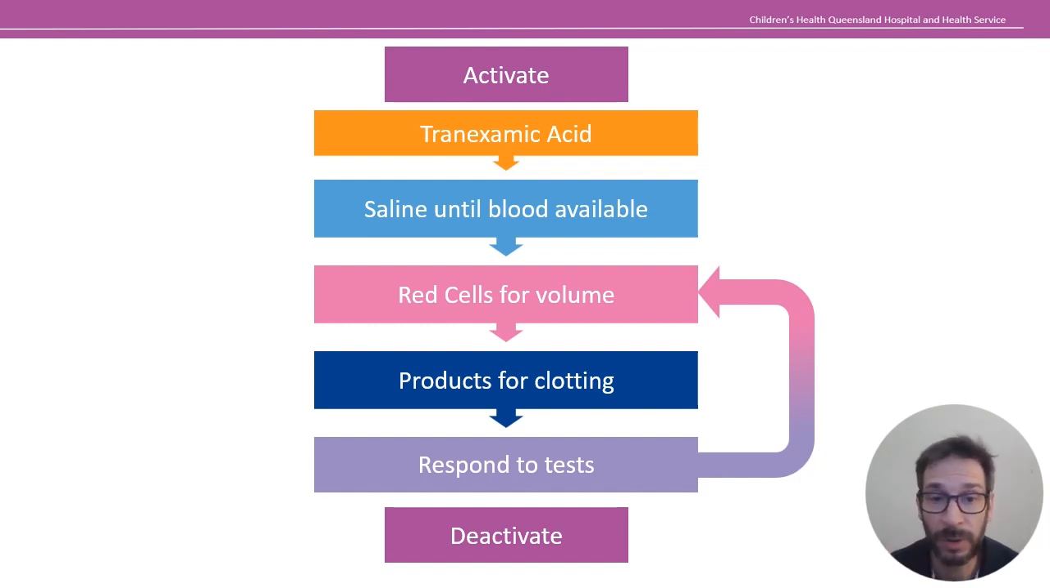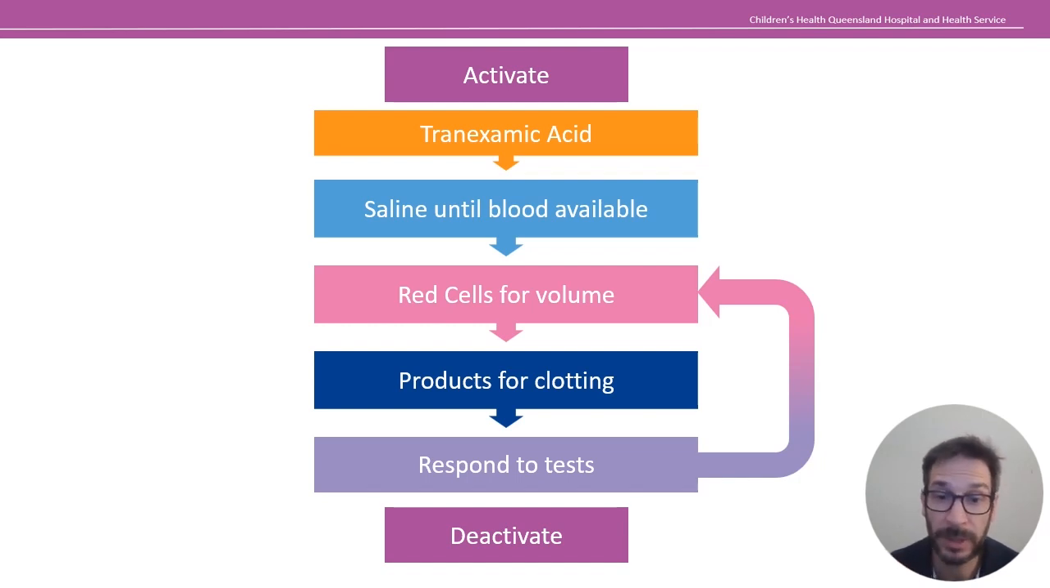Then, as soon as we've got blood available, we're going to want to make the switch to resuscitating with red blood cells for volume. So you're going to think of red blood cells in a massive hemorrhage protocol as your treatment for shock. So you're going to be giving that as required to mitigate, treat, or resuscitate shock, either until the patient stabilizes or until you get them to definitive care.